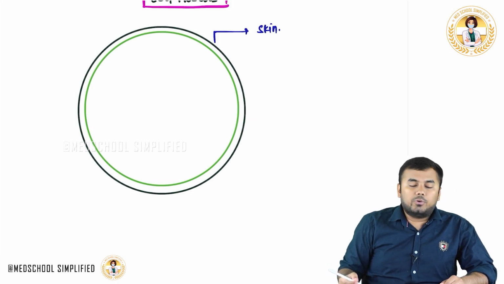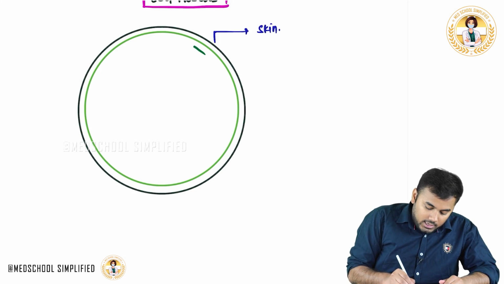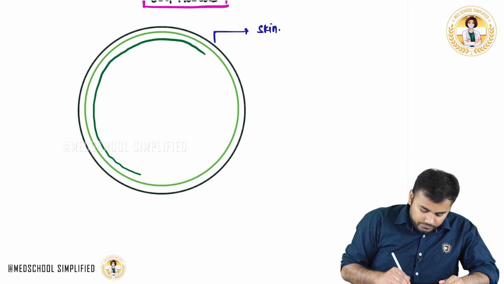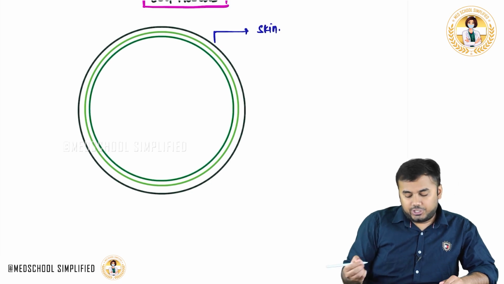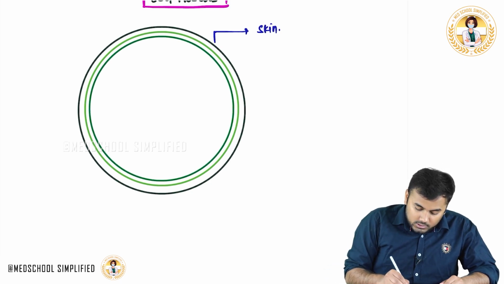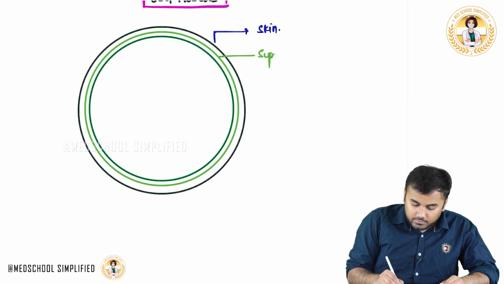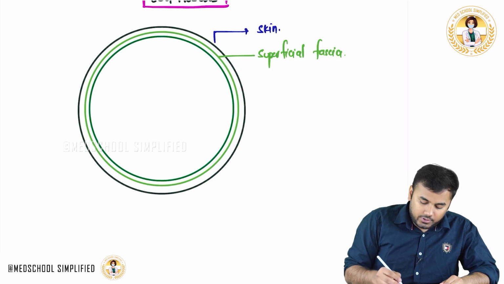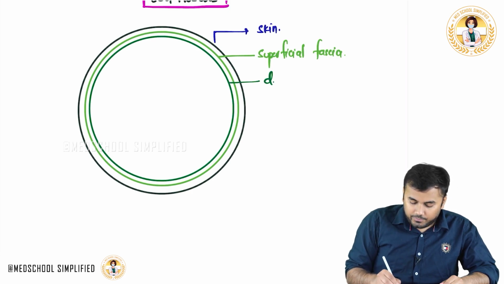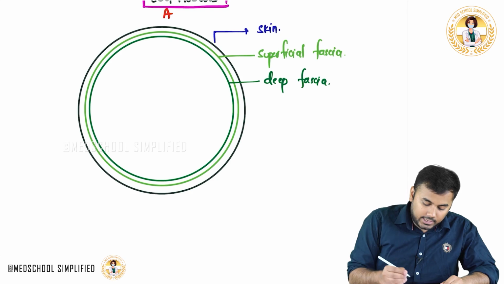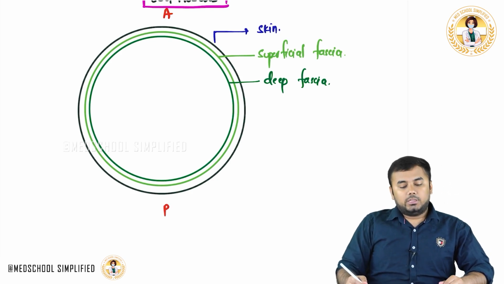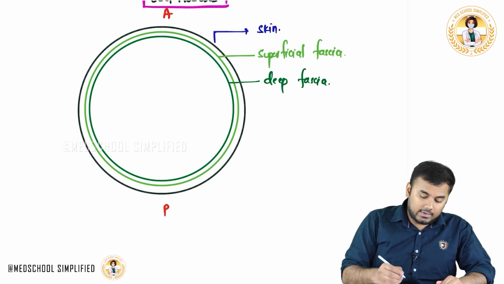Just beneath your superficial fascia you have another fascia, if you can see. This fascia is called the deep fascia. So we have superficial fascia, and next we have the deep fascia. Let us say that this is the anterior side and this is the posterior side. Now we have to know which is the medial and which is the lateral side.